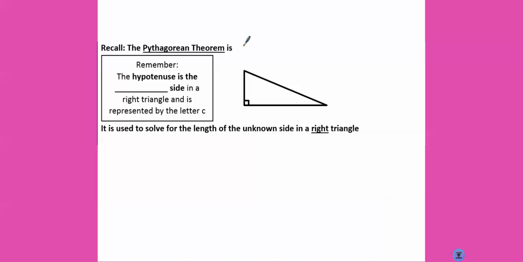Recall that the Pythagorean Theorem is c squared equals a squared plus b squared. The hypotenuse is the longest side and is represented by the letter C. It's always going to be the side across from the right angle because the right angle is the biggest angle, and that's across from the longest side. The other two sides are referred to as legs. And the legs are what we plug in for A and B, and it doesn't matter which one is which.